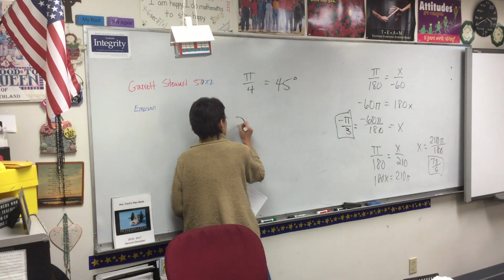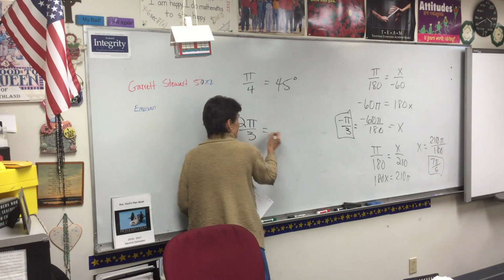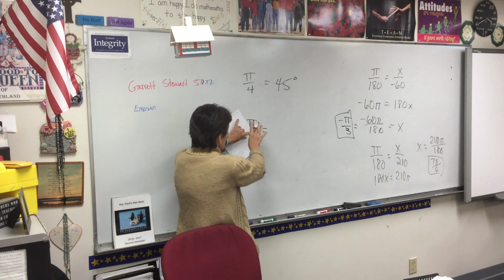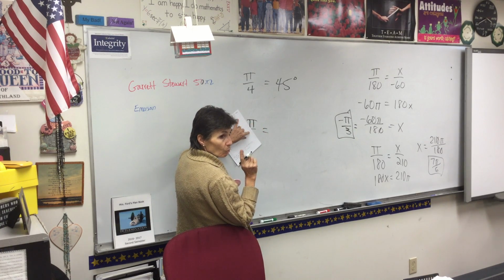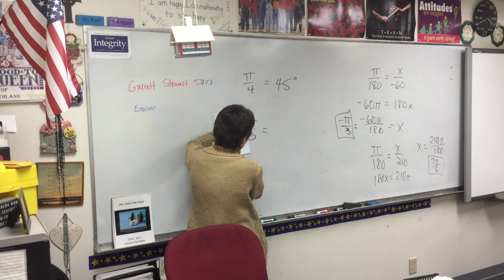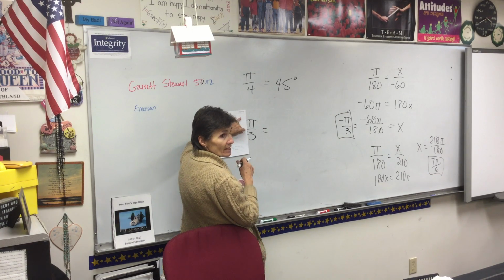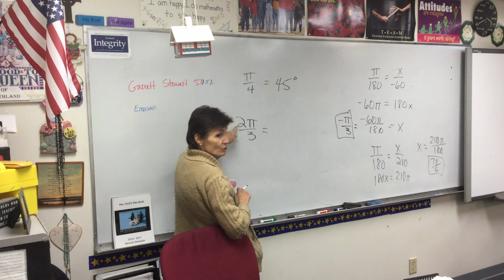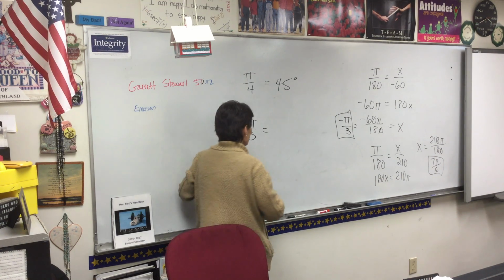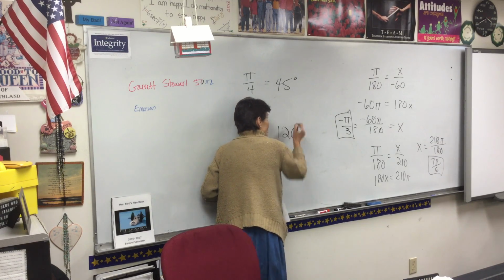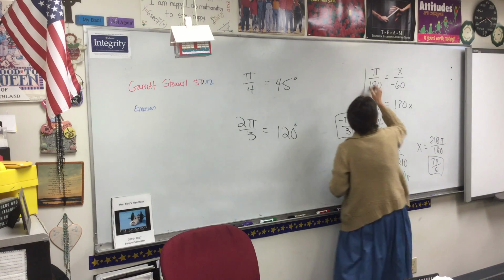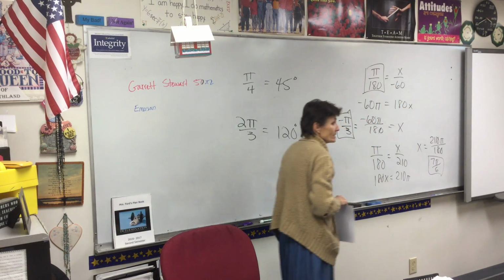So the next one says 2 pi over 3. We'll do the same thing. How much is pi? Just pi is 180. Well, but I divided it by 3, so now it's 60. But I times it by 2, so now it's 120. It all hinges on this fact that pi is the same as 180 degrees.